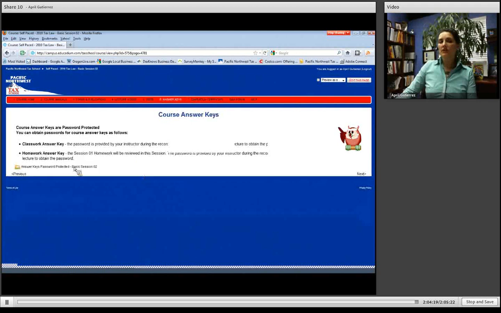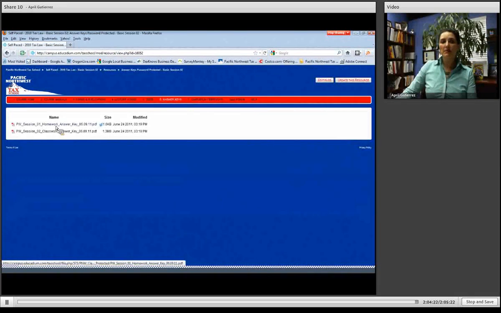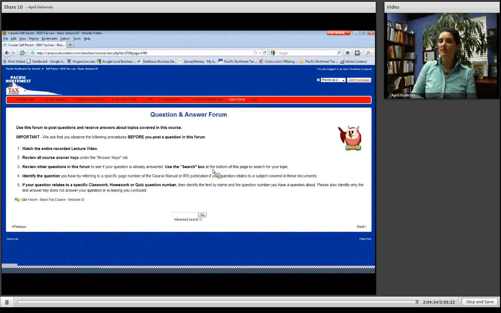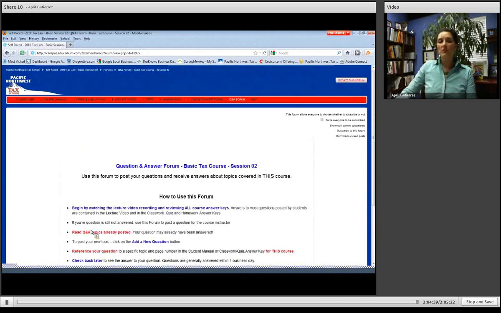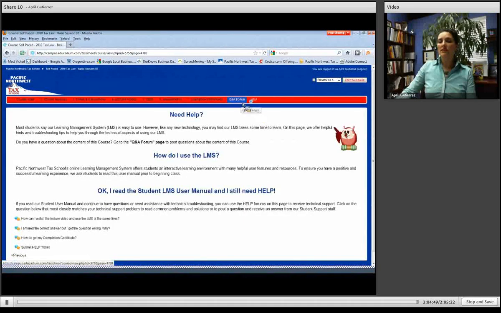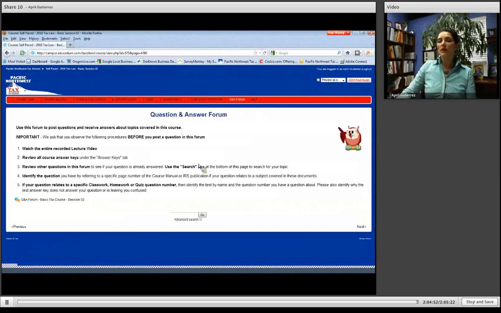Again, all of the answer keys for today's class are located in the answer keys tab. We have the homework answer key for session 1, and we have the classwork answer key for session 2. If you have any questions about the content of today's class, the things we discussed in today's lecture, please enter your questions into the Q&A forum tab. We will certainly keep an eye out for any questions posted here and post answers within a day or two. The Help tab is for technical questions, and you should only use the Help tab if you're having technical issues. If you have questions about the content of today's session, including today's classwork assignment and the review of the session 1 homework assignment, please enter those questions here.